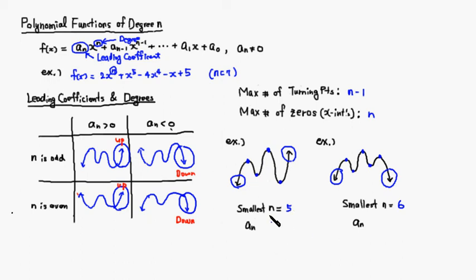If you look at the right end in the first example, it's pointing up, so the leading coefficient is going to be positive. For the second example, the right end is actually pointing down, so the leading coefficient is negative. So we can get quite a bit of information by knowing the degree and the leading coefficient of a polynomial function. That's it. I hope that this was clear.